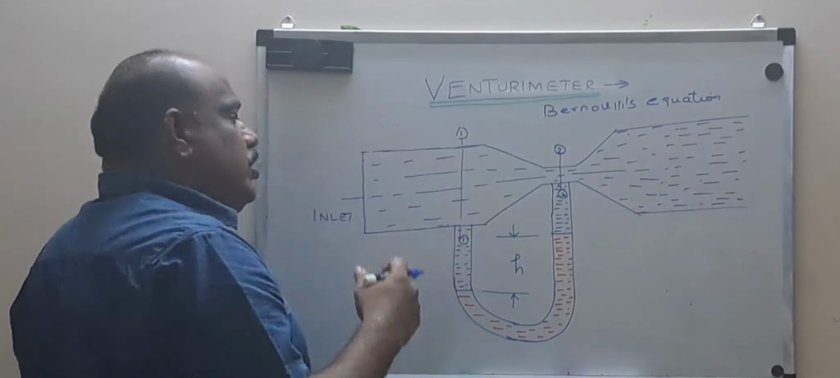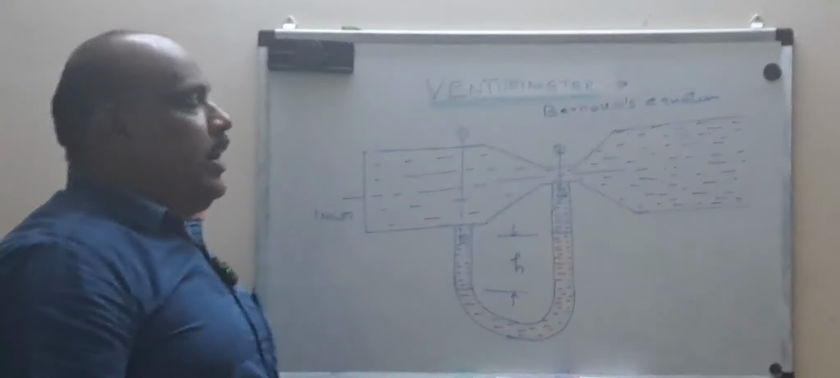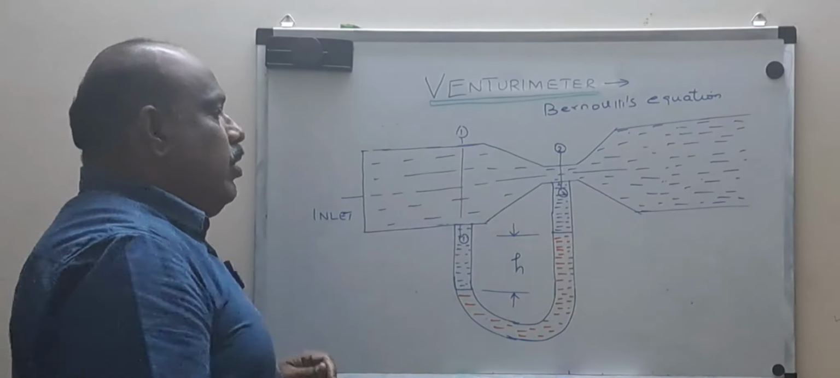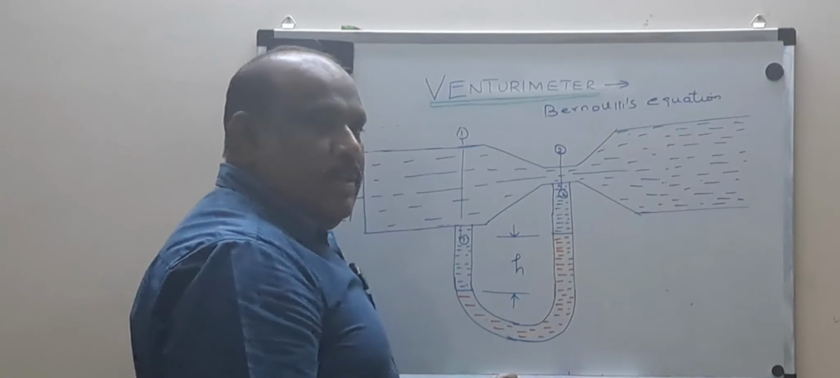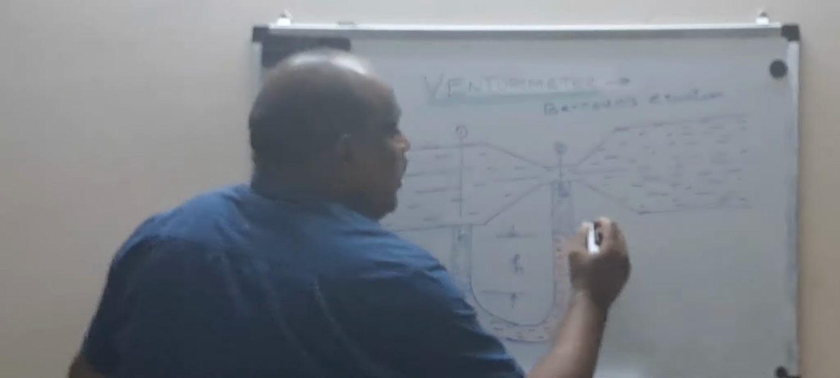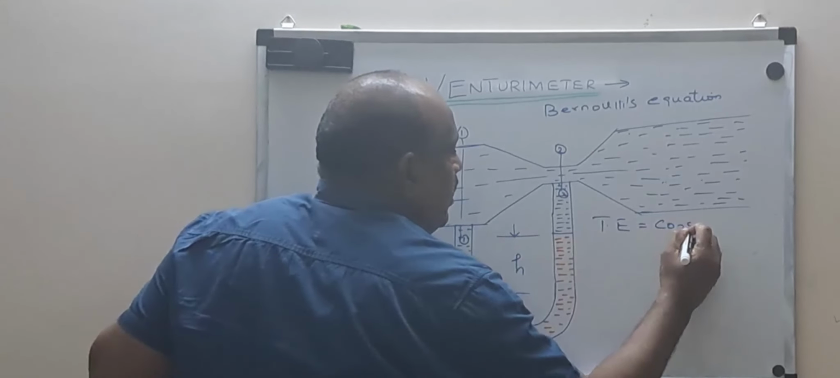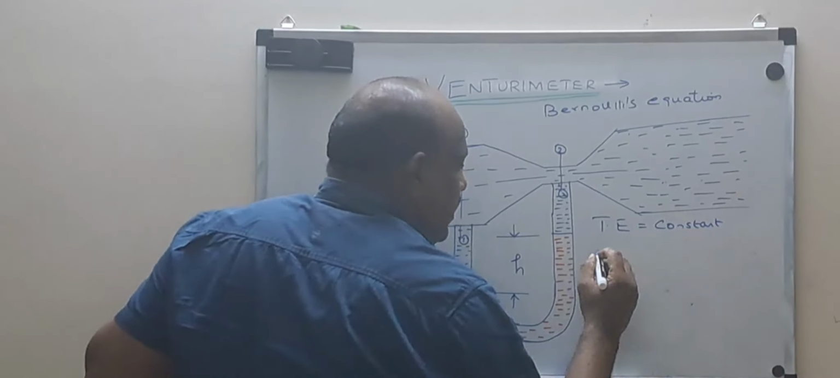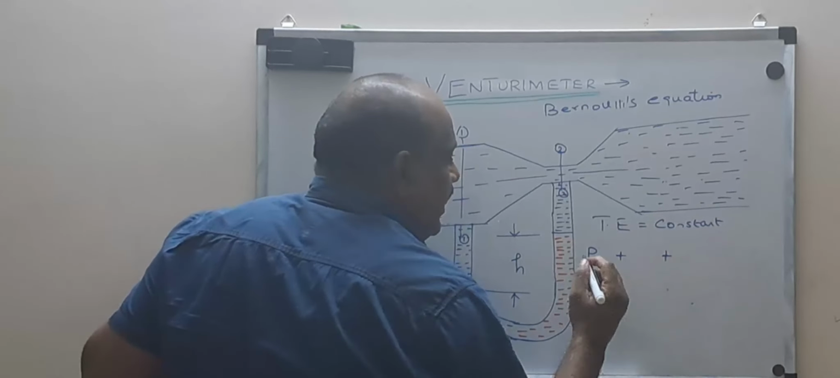So based on Bernoulli's equation, we will try to find the volumetric flow rate of this fluid flowing through this pipe. What is Bernoulli's equation? Any guess? In the last session we discussed it. The total energy remains constant. So what are the types of energy? It is nothing but the potential head, kinetic head, and the pressure head.